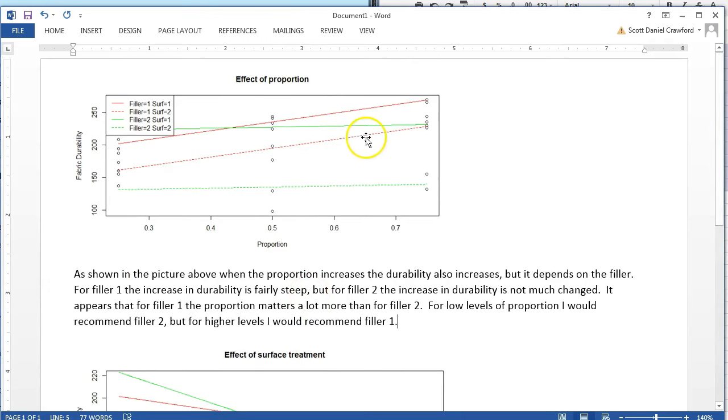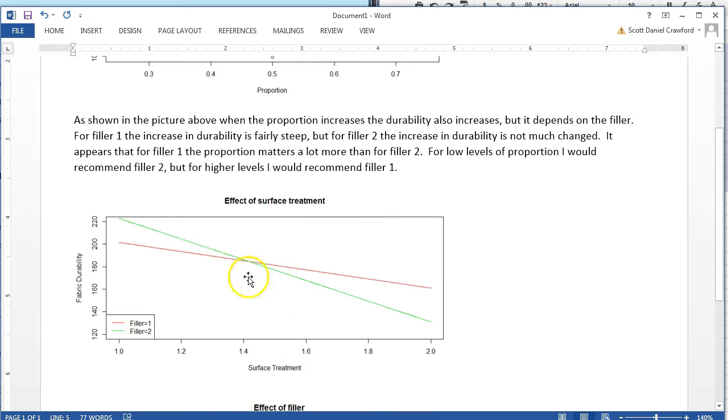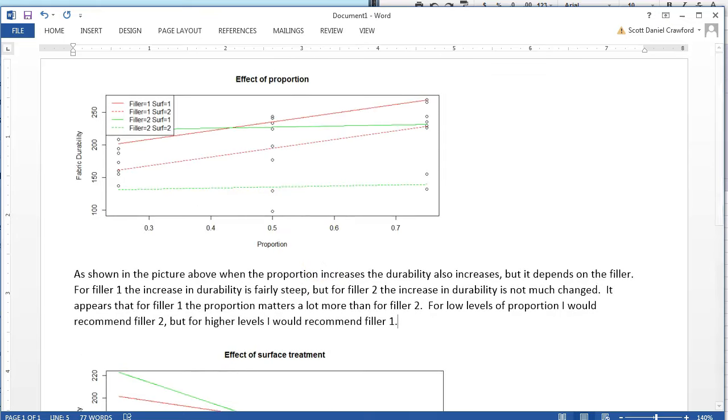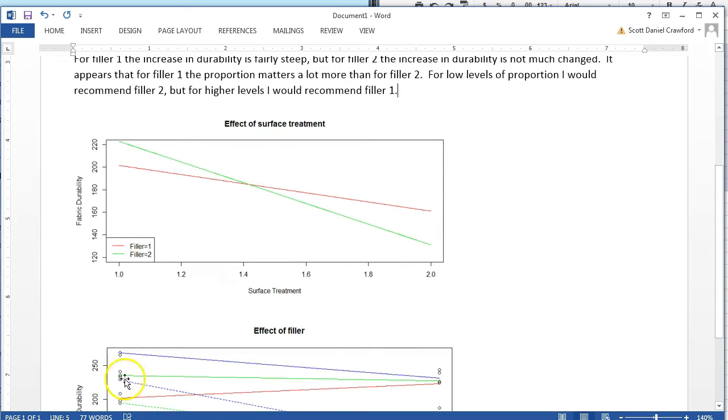So if I don't need surface area, do I really need to draw all the different levels of surface area? Not really. I actually kind of wish I had picked this plot because it would be a lot more simple. The client's goal is to have very durable fabric. So now I can say for high proportion, I'll pick the red line. For lower proportions, I'll pick the green line. So that depends on whether we're talking about filler 1 or filler 2. This one matches more my particular style.